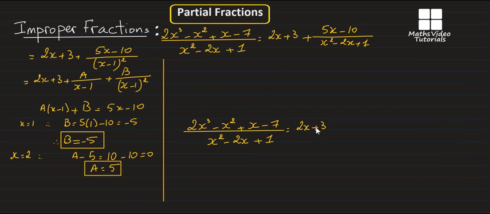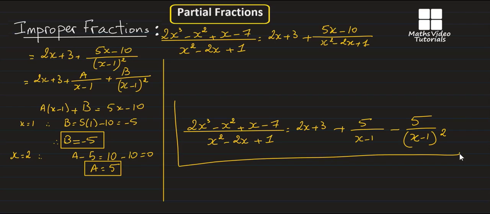So we have now the algebraic fraction written as 2x plus 3 plus a, which is 5 over x minus 1, and b is negative 5. So we're going to put minus the next fraction over x minus 1 all squared. And that is the final answer.